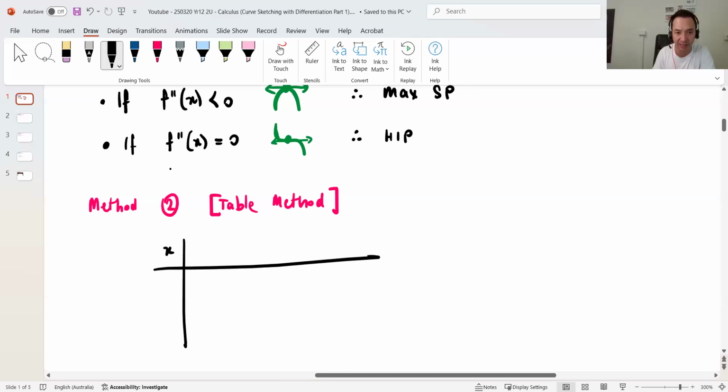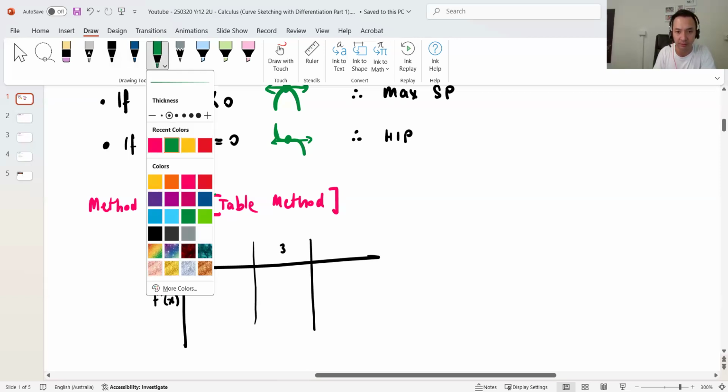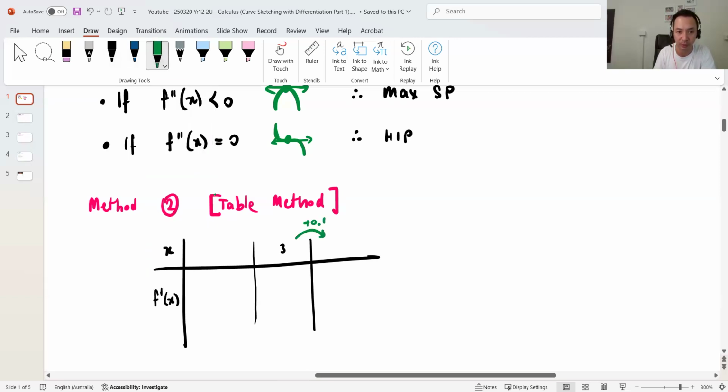You have x over here, and let's say I'm testing on x equals 3. Then you sub it into the first derivative, f dash x. The point here is that you test a little bit, so plus 0.1 and minus 0.1 is a very safe thing to do. Sometimes if 3 is the only stationary point, you can go plus minus 1, and it'll be safe as well. So plus minus 0.1 here, 3.1, and let's say this is 2.9.